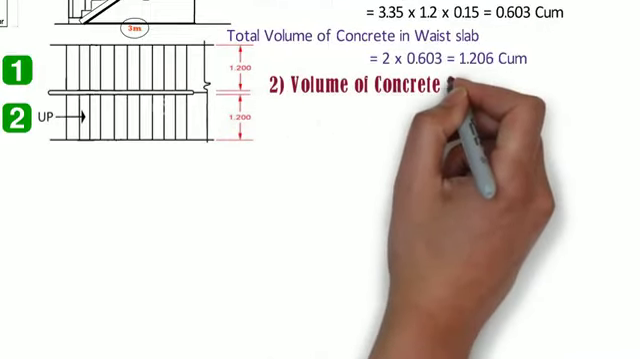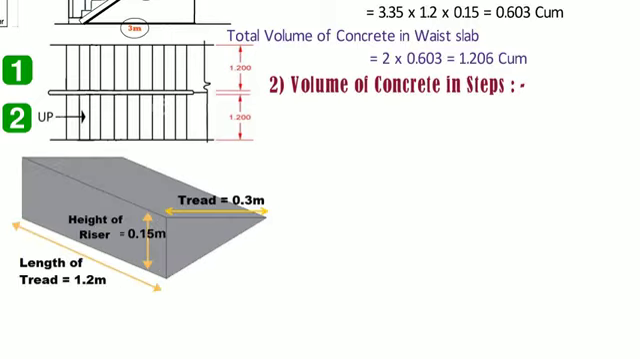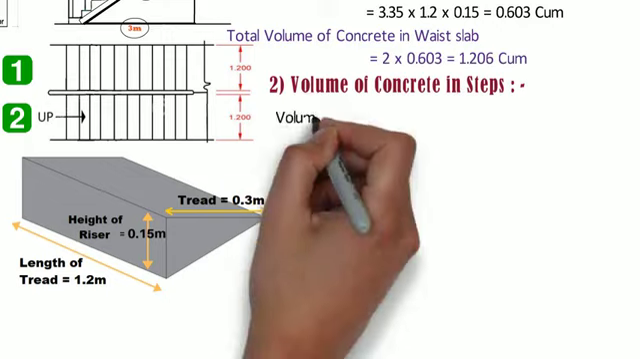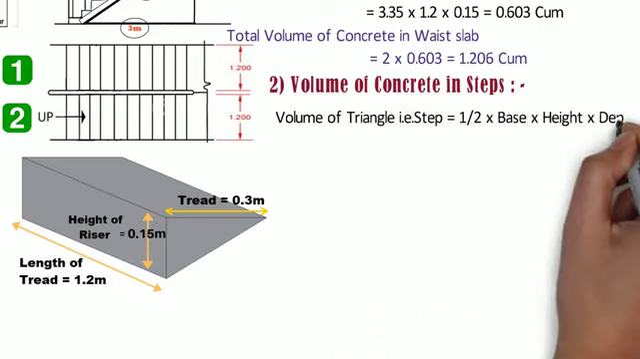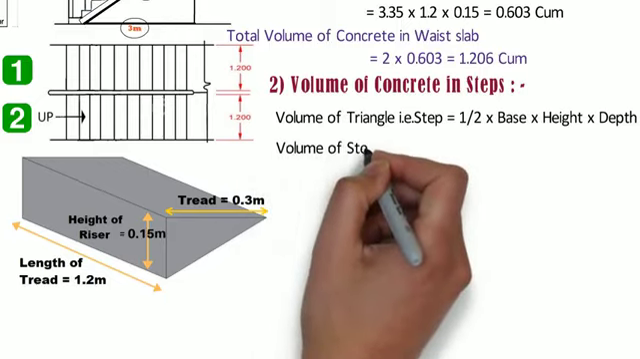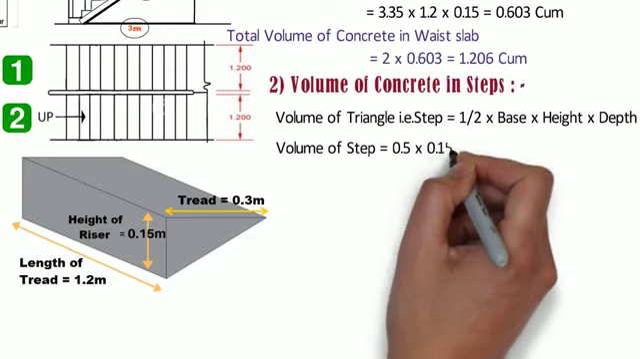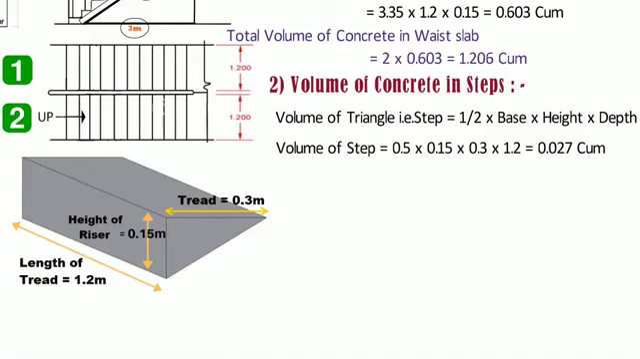Now let us calculate volume of concrete in steps. Width of tread is 0.3 meter, height of riser is 0.15 meter and length of tread is 1.2 meter. If you see the image here, you can see steps are in triangular shape. Volume of triangle, that is step, is equal to 1 by 2 into base into height into depth. Volume of one step is equal to 0.5 into 0.3 into 0.15 into 1.2 is equal to 0.027 cubic meter.